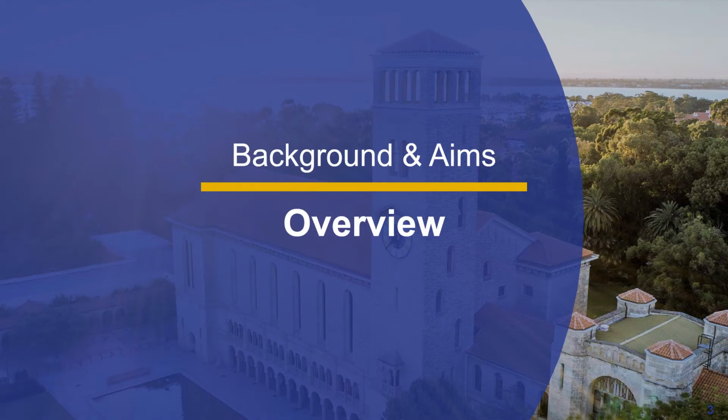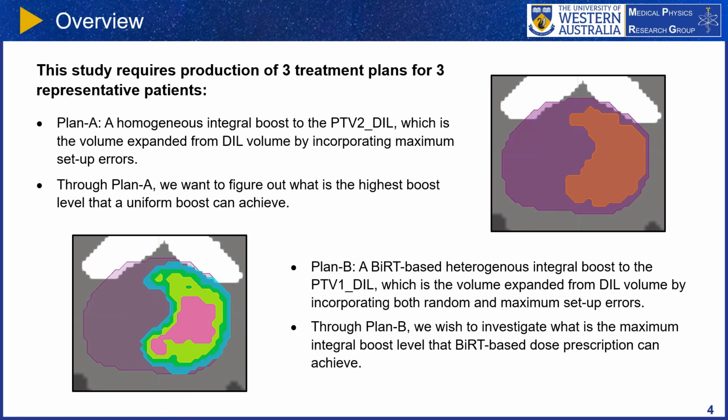First, the overview of the background and aims. This study requires production of three treatment plans for three representative patients. Plan A, a homogeneous integral boost to the PTV2 DIL, which is a volume expanded from the dominant intraprostatic lesion, the DIL volume, by incorporating the maximum setup errors. Through Plan A, we want to figure out what is the highest boost level that a uniform boost can achieve.